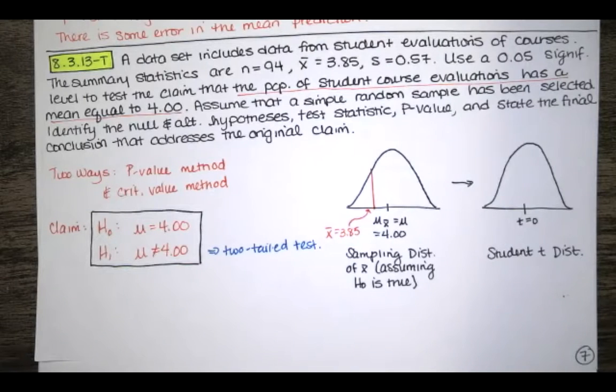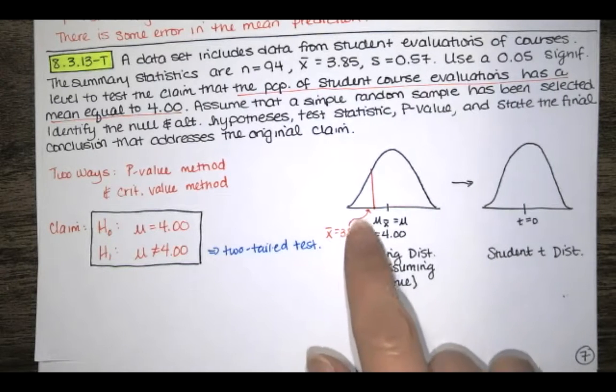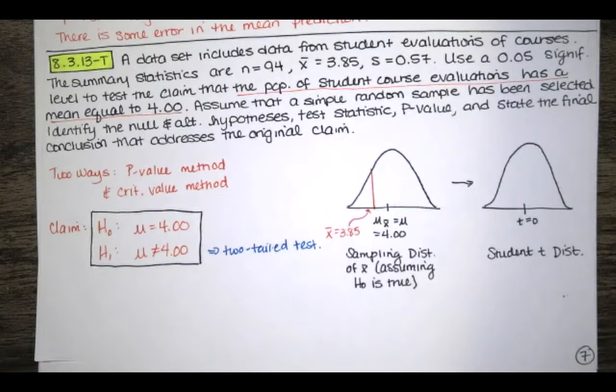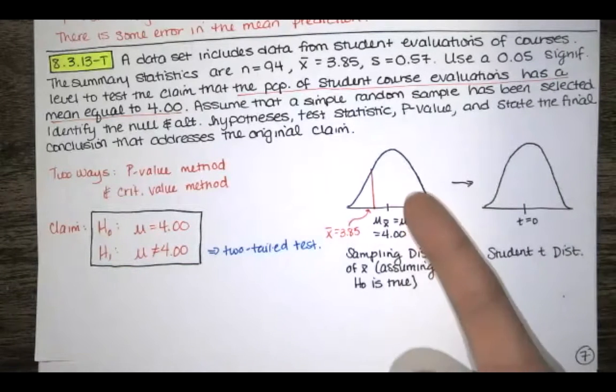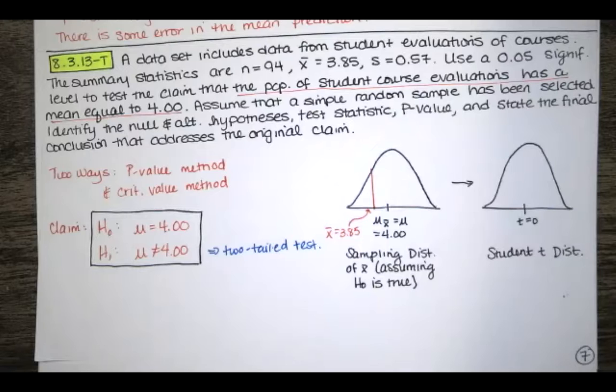Now, back in lesson 6.3, we said that the mean of the sample means is equal to the true population mean because that sample mean is an unbiased estimator of the population mean. Now, whenever we're doing a hypothesis test, remember, we're always assuming that the null hypothesis is true. So we're saying to ourselves, if the null hypothesis is true, is this x bar equals 3.85 significantly low? I'm saying significantly low because it's below that mean equal to 4.00.